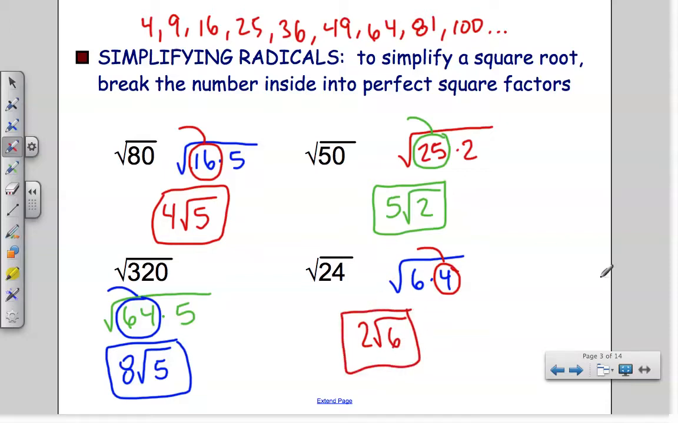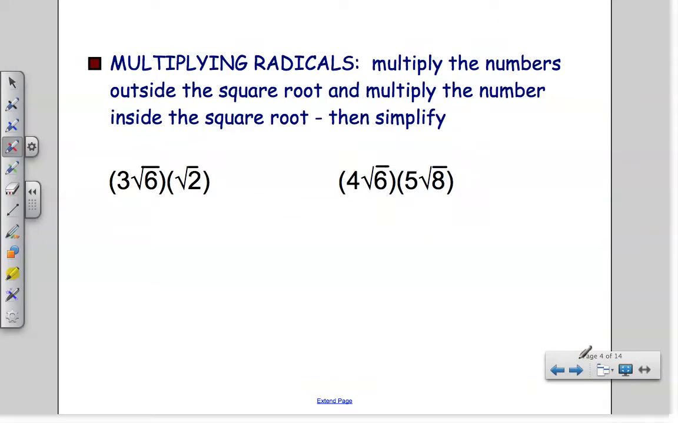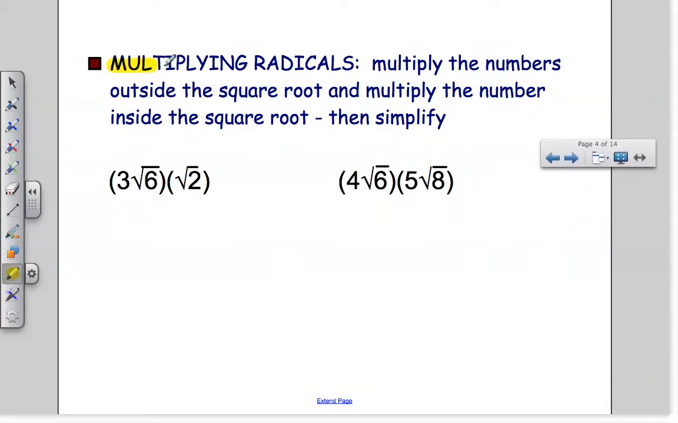So first thing you should be able to do is simplify radicals by breaking down into perfect square factors and taking out those perfect squares. You should also be able to multiply radicals today. Now with multiplying radicals, if there are numbers outside the square root, multiply those numbers together and it'll stay outside the square root. And if there's numbers inside the square root, multiply those together, they will stay in the square root. And then simplify, because it's possible that the new number you get in the square root will break down as we saw in the previous examples.